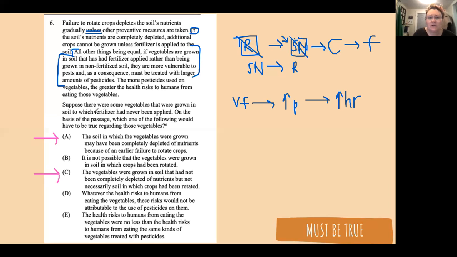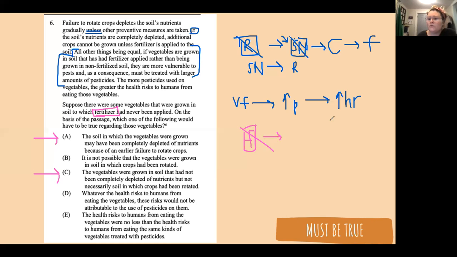So our question is, suppose there were at least one vegetable that were grown in soil in which fertilizer had never been applied. So we don't have fertilizer. On the basis of the passage, which of the following would be true regarding those vegetables? So what do we know, before even reading our answer choices, what do we know about if fertilizer doesn't happen? Other preventative measures could have been taken. Yeah, other preventative measures could have been taken. They are vulnerable to pests.